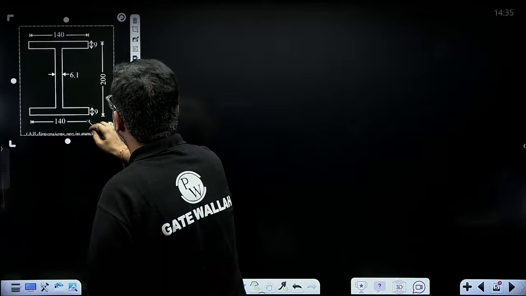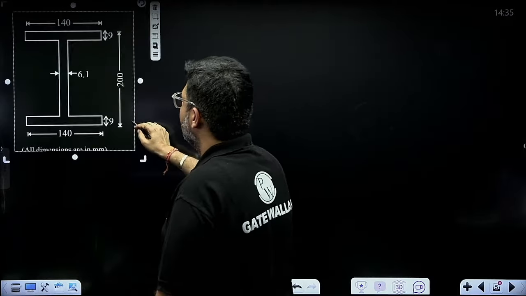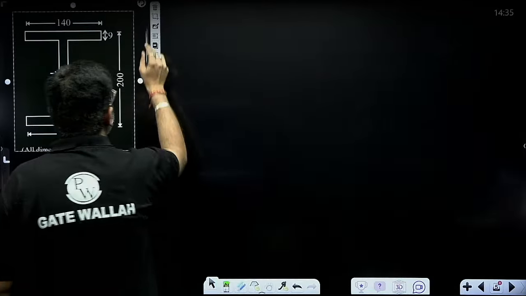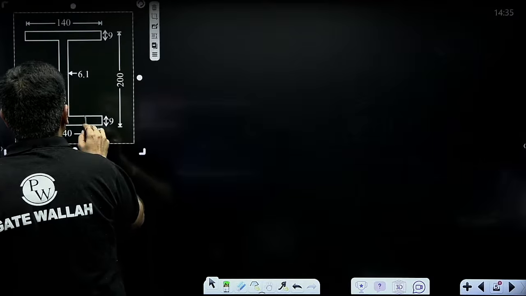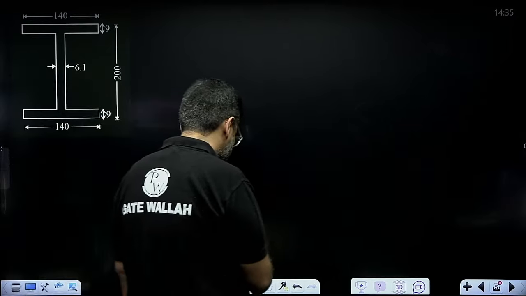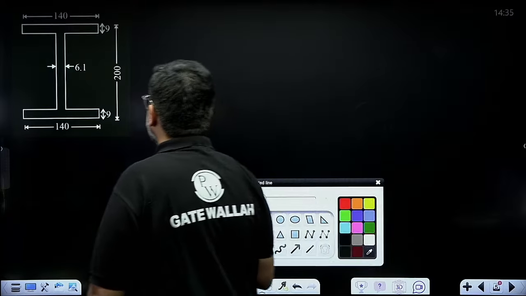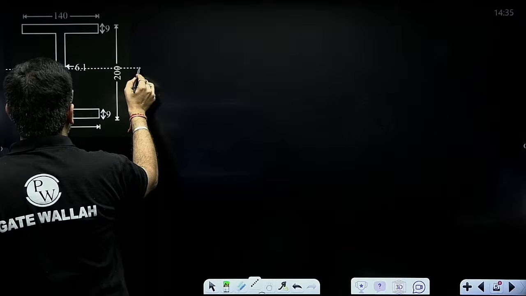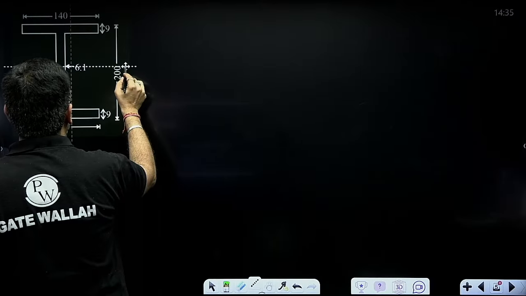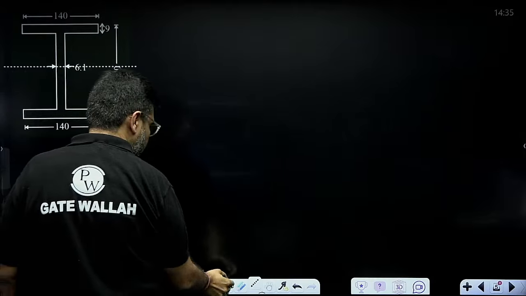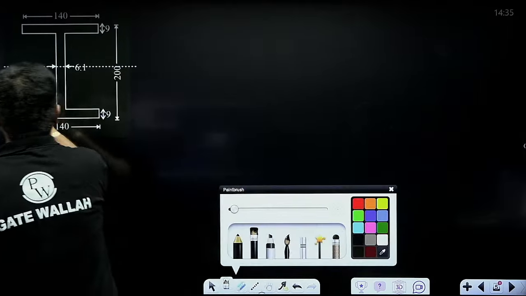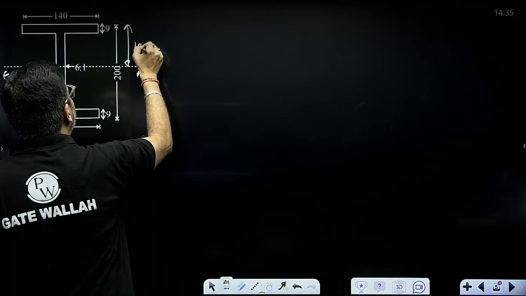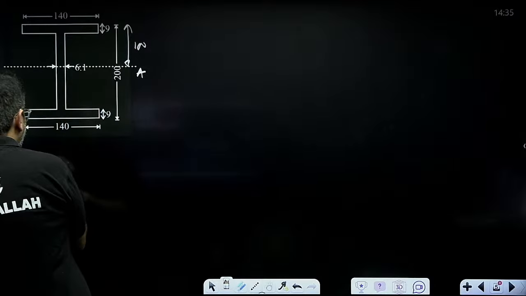We already know what is ZP. For ZP, we work on the equal area axis. All dimensions are in mm here. The equal area axis for this section is at 100 mm. This is my equal area axis.